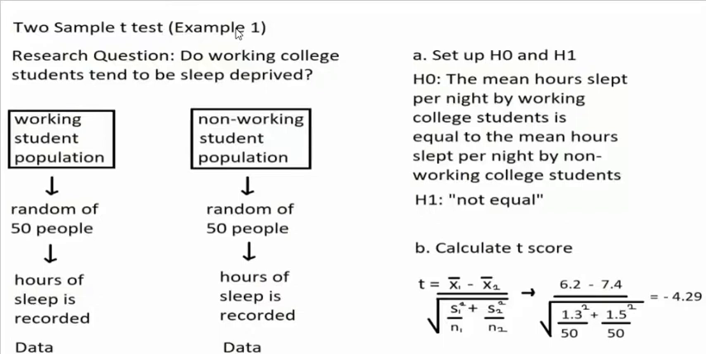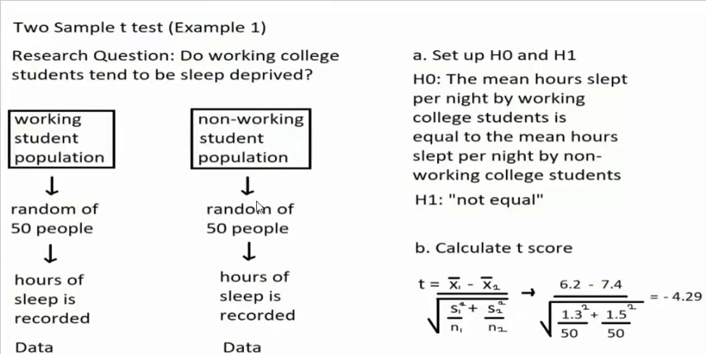The question that we're interested in is, do working college students tend to be sleep deprived? In other words, is the mean hours of sleep of the working student population lower than the mean hours of sleep of the non-working student population? That's the question that we're hoping to answer. And we're imagining that someone does a survey, and in the survey, 50 people are randomly selected from the working student population, and 50 people are randomly selected from the non-working student population, which is a total of 100 randomly selected people.